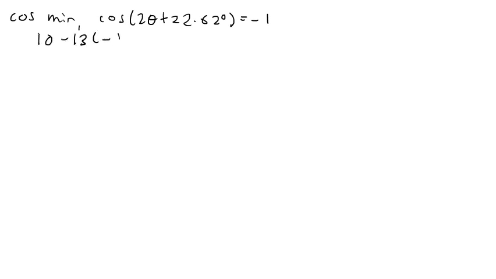So how about when cos is minimum? When cos is minimum, we know that cos(2 theta plus 22.62 degree) equals negative 1. So our expression 10 minus 13 times negative 1. So this time, 10 actually plus 13, so we got 23. So where does it occur?